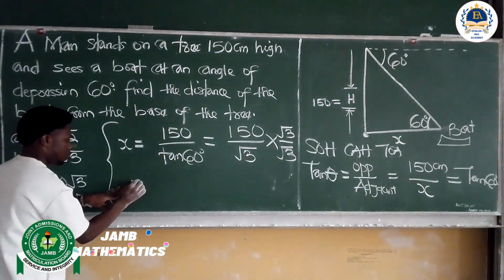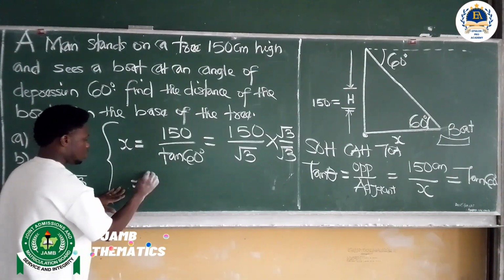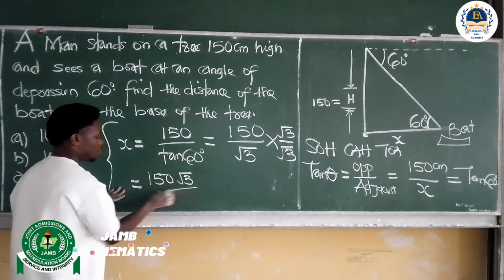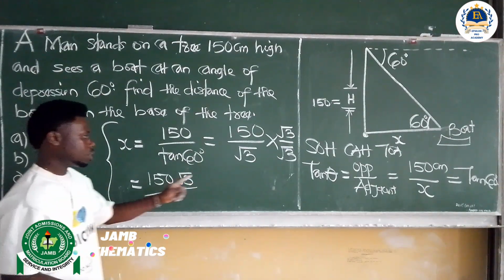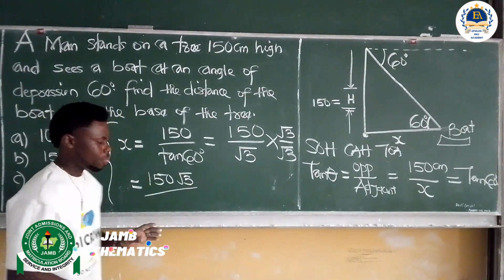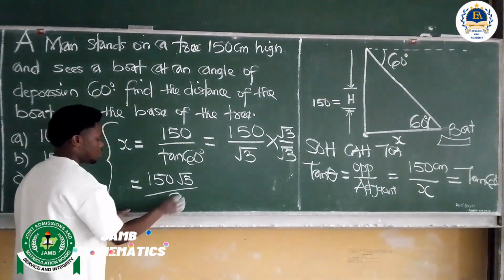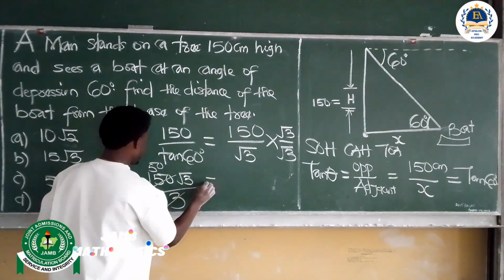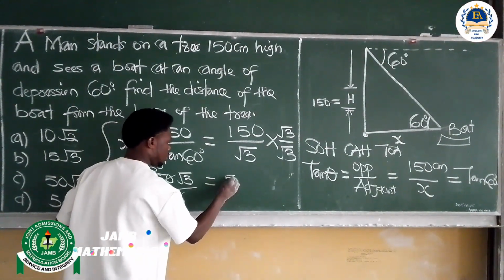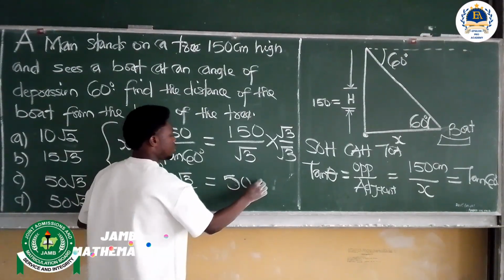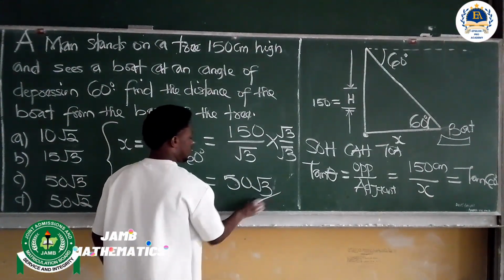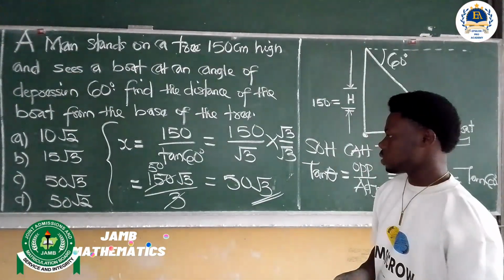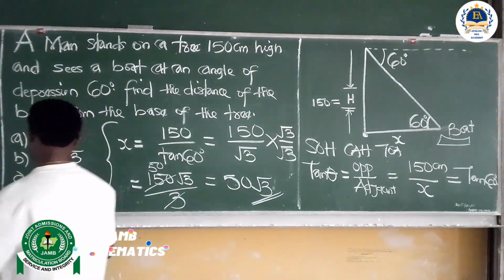Okay, so we have x is equal to 150 root 3, all divided by root 3 times root 3, which is 3. So 3 goes into 150 50 times, and the answer is 50 root 3. So the correct option on the board is option C, 50 root 3.